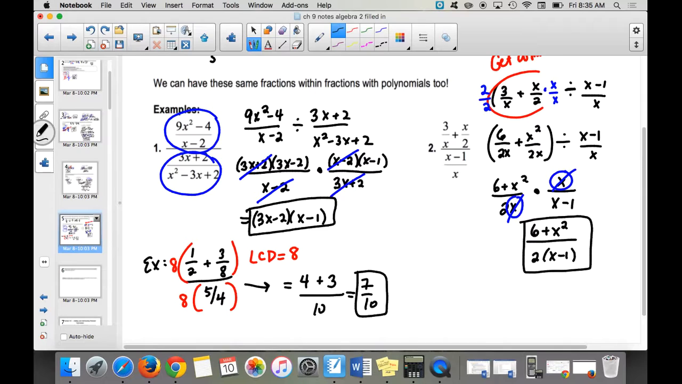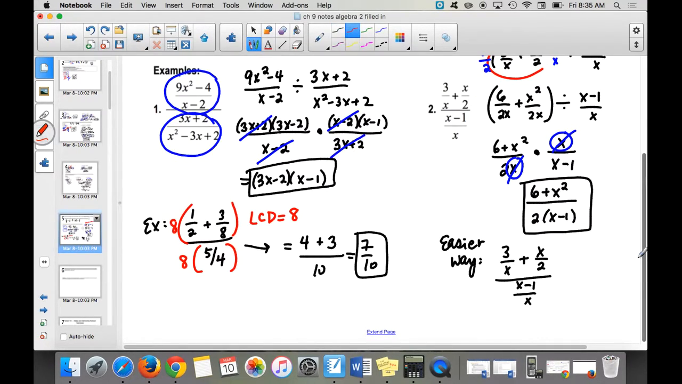So on this other one, what would be our least common denominator for all of them? So if I have 3 over x plus x over 2 all over x minus 1 over x. Not just x though, be careful. So I agree, x is part of it, but what else? A 2. So we're going to say 2x over 2x. And then we multiply that 2x into both things.